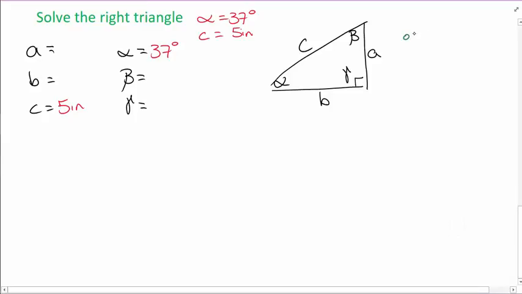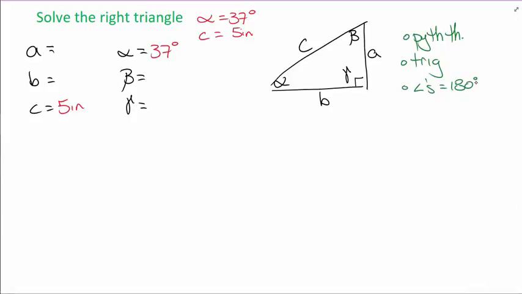Some tools that we have here will be the Pythagorean theorem. We're also going to have trig, and finally we're going to have that the angles will have a sum of 180 degrees. There isn't a right tool to use, but those tools will be the ones that we need. One thing that will be known is that gamma will be 90 degrees. It's going to be opposite the hypotenuse, and therefore it will always be our right angle.